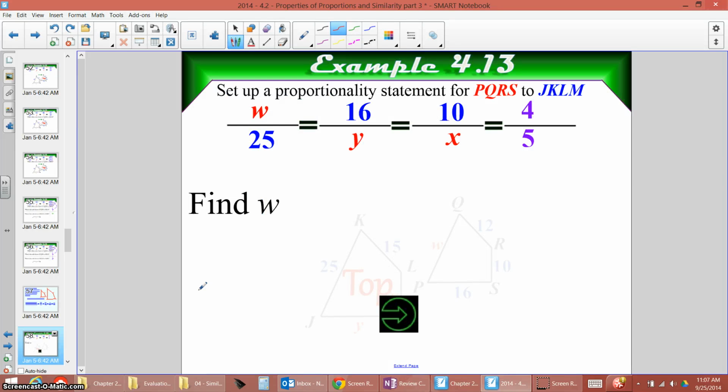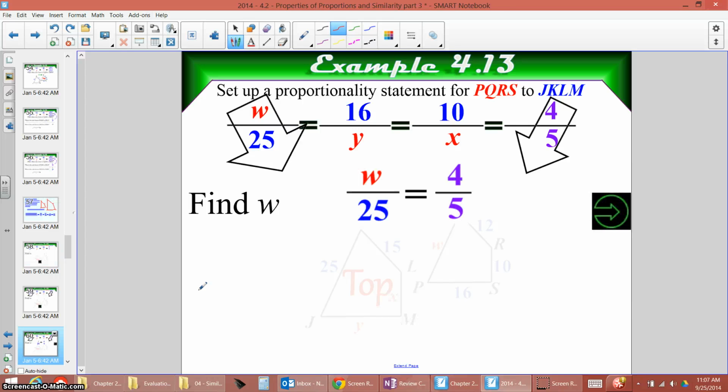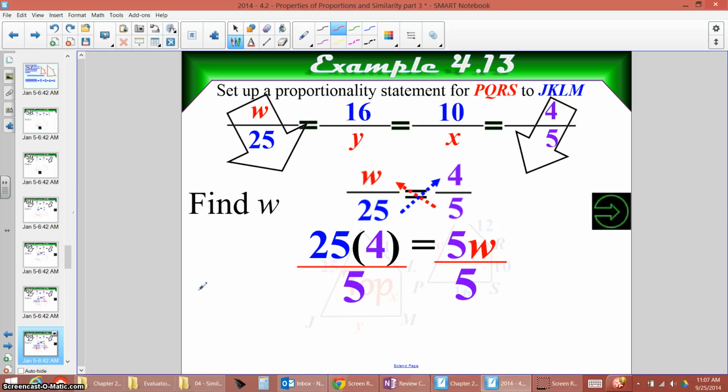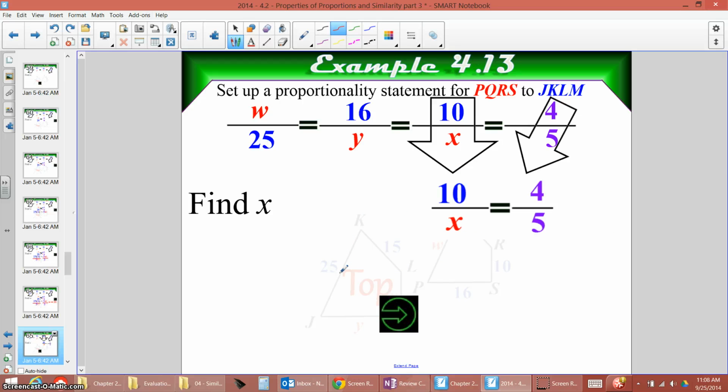Let's talk about that. So if I have the proportionality statements, we've already got that done. I'm going to find W. When I find W, I'm going to set up my cross product. I'm going to divide by 5. I'm going to reduce my fraction and multiply. Or you could just realize 25 times 4 is 100. 100 divided by 5 is 20. Either way works, but you could reduce this down and make it easier if you wanted to. So we're going to say 20. I plug that in for W.